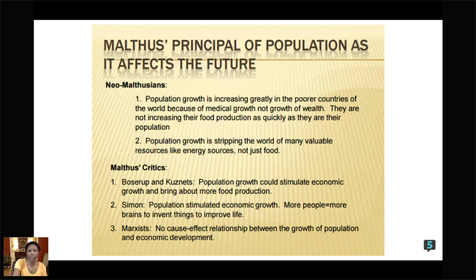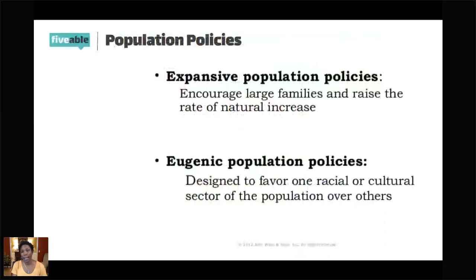And then understanding the critics. Boserup and what she was saying about population growth. She was like, nah, Malthus is wrong. We're not going to come to this doom, because her thought was humans are smart. We're always going to be able to figure out a way to increase our food supply and to be sustainable. So make sure you look over and understand Malthus's theories. And then we're going to close out by talking about our population policies.